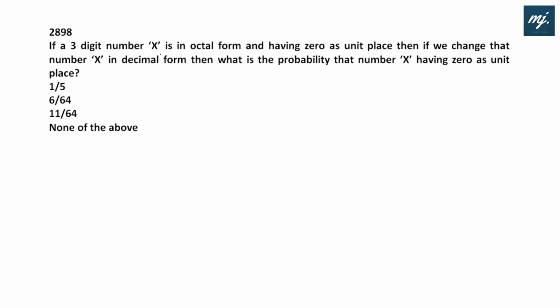If a 3-digit number x is in octal form, okay, we have a 3-digit number ABC and it is in octal form, and having 0 as unit place, that means this number is actually AB0 and it is in octal form. And since it is in octal form, that means the base system is 8.